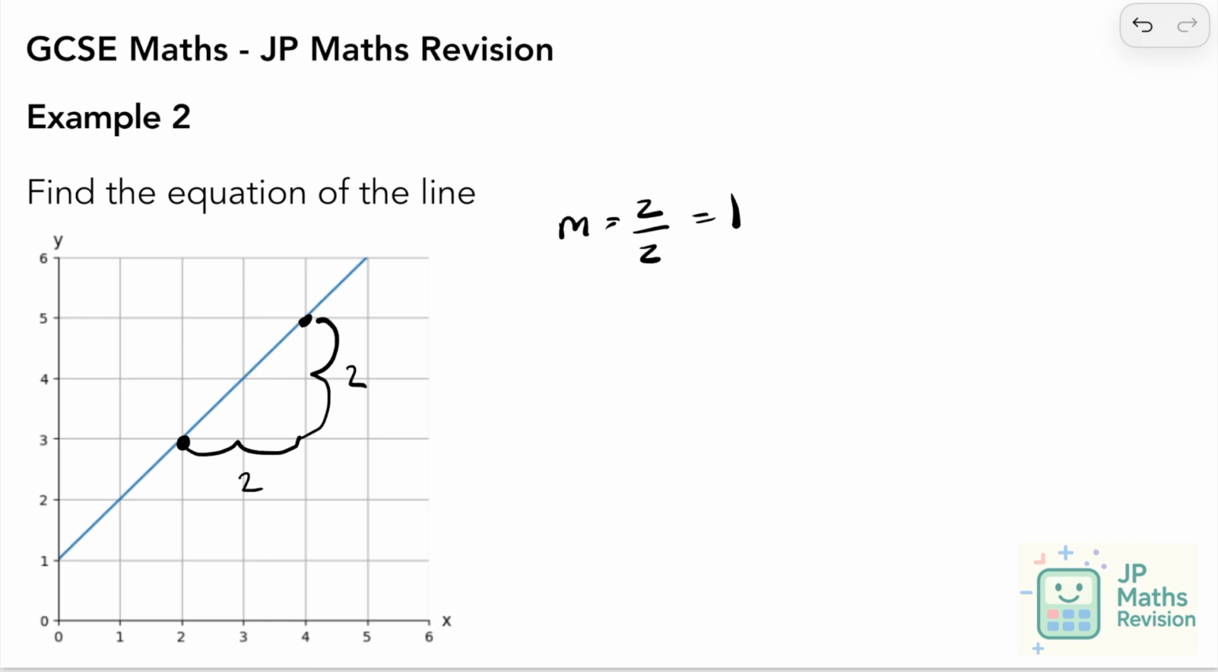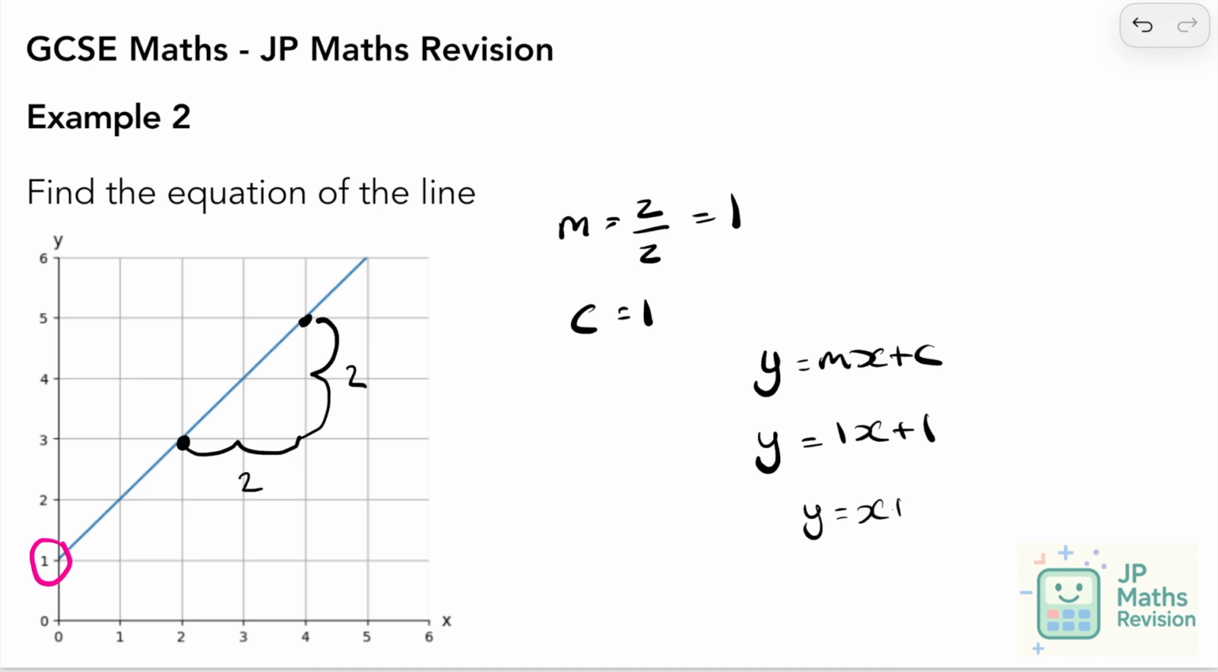And you can see by looking at the graph that the y-intercept is 1 because the line cuts the y-axis at the point 0, 1. So the y-intercept is going to be 1. So putting it together, y equals mx plus c, we have y equals 1x plus 1, or we could just write this as y equals x plus 1.